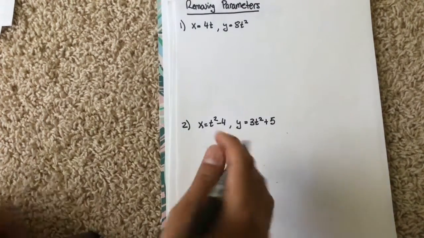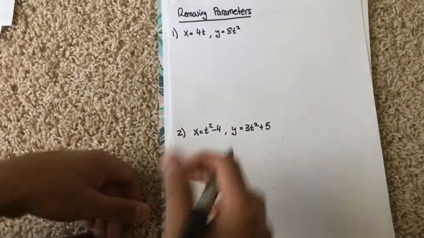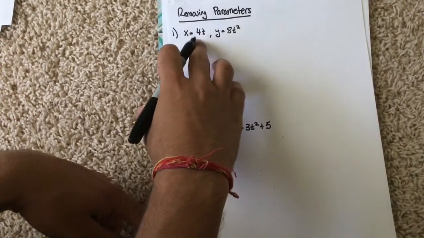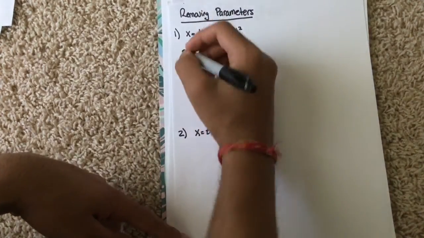So for this one, for example, we can find the rectangular equation very easily. We have to find what t is equal to. Now, we can find t really easily right here. It's going to be a little bit more difficult right here, so we can just do that right now.